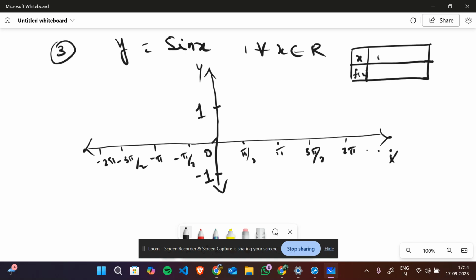When x is pi, sin pi will be again 0. Pi plus pi by 2 comes in the third quadrant, it is minus 1. And then it will be plus 0. Then it is minus pi by 2, it is minus 1, 0, plus 1 and 0. Now let's join these points. You will be getting the graph of y equal to sin x.